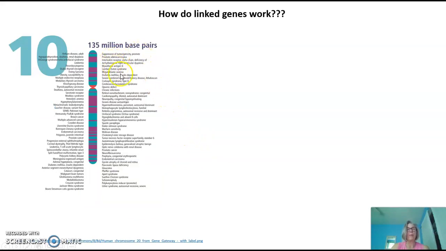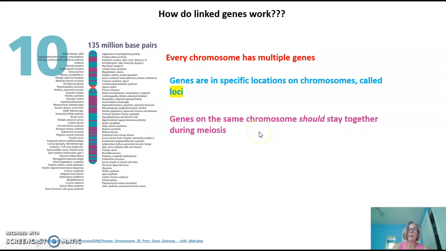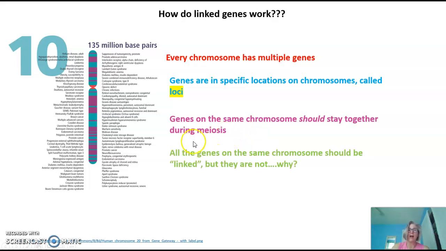Well, let's look at the number of different genes on a chromosome. This is chromosome 10, and this is just a short list of the different genes that you would find on this chromosome. Every chromosome has hundreds of different genes, with the exception of the Y chromosome. Genes are in specific locations on the chromosomes, and those locations are called loci. So genes on the same chromosome should stay together during meiosis. All of the genes on the same chromosome, in fact, should be linked, but they're not. Why?